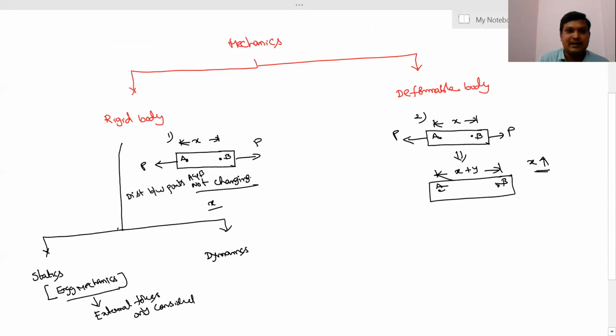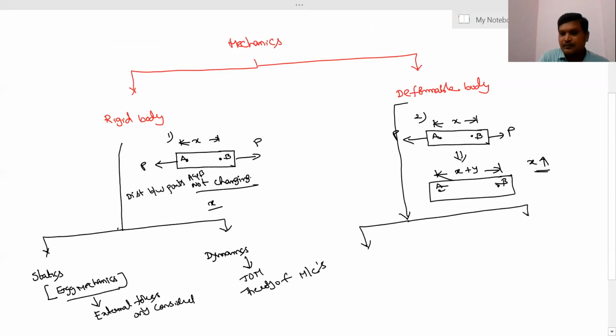Coming to rigid body mechanics of dynamics, we study it in theory of machines. Coming to the mechanics of deformable body, it can be classified again into statics and dynamics.